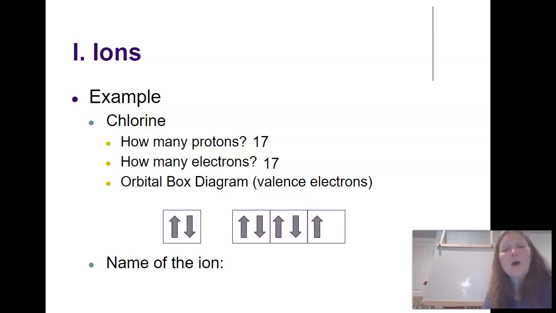So it's going to gain that 1. It's going to end up with 18 electrons. So it's going to make a 1 minus charge. And then we're going to call this the chloride ion, okay, because it's our negatively charged ion.